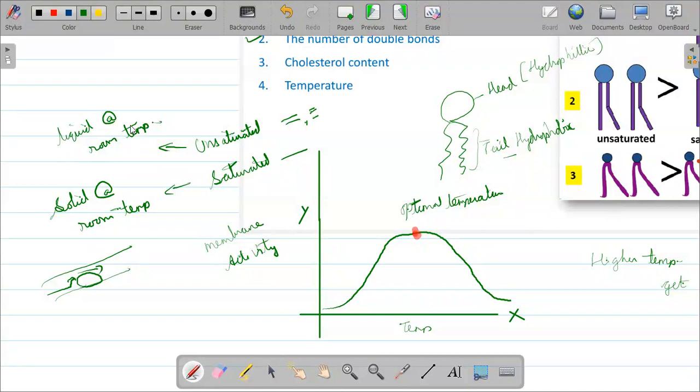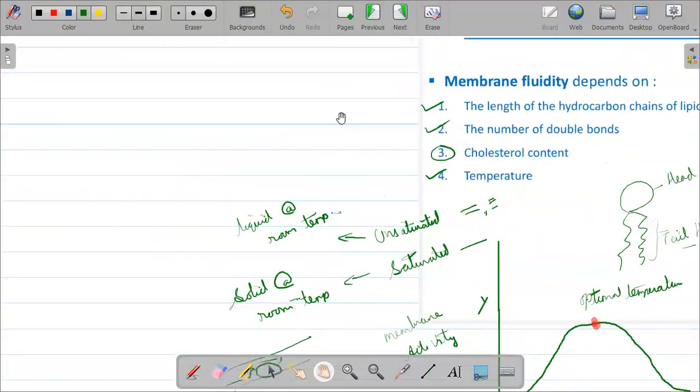Okay, sir. Next is temperature. Are you able to understand? Yes, sir, temperature I was able to understand. Now I'll go with cholesterol. Since you had a doubt with cholesterol, I'll go with cholesterol.